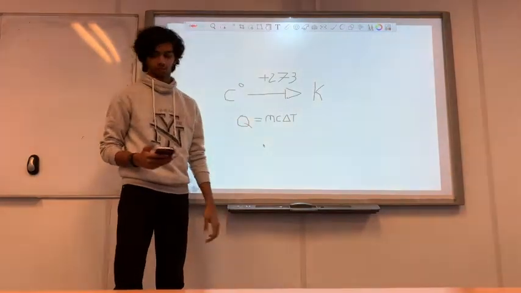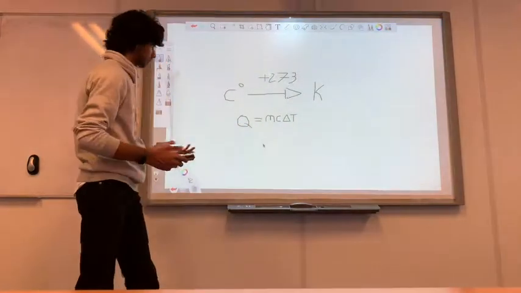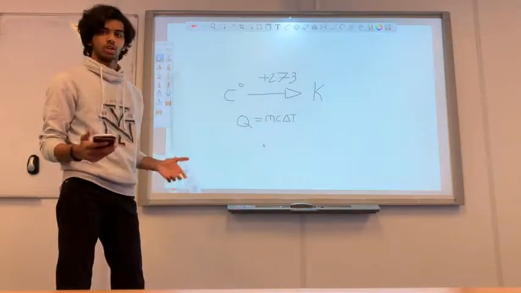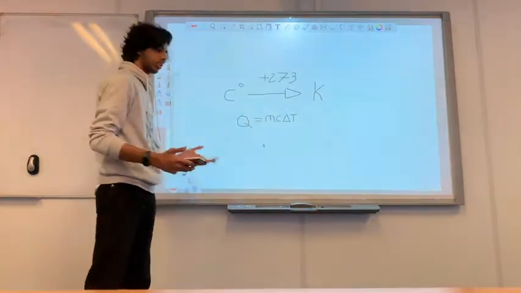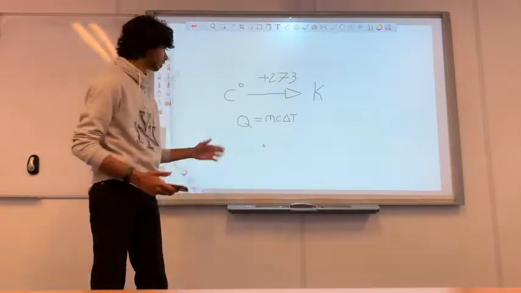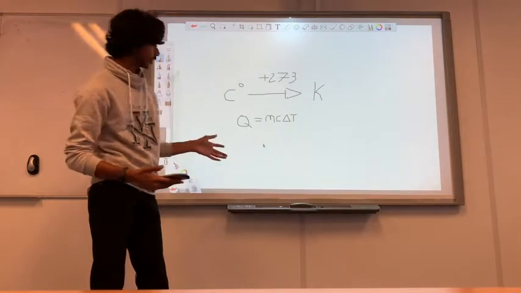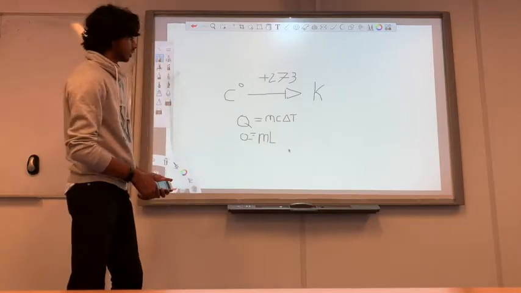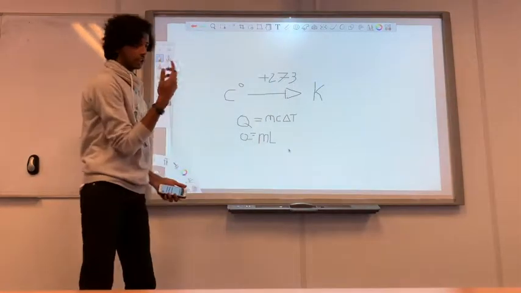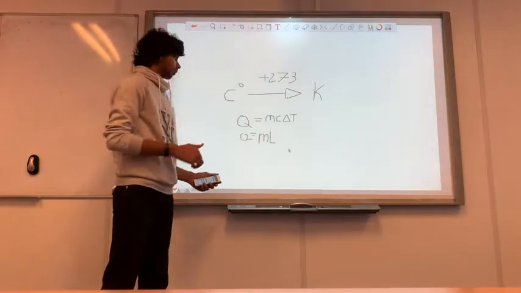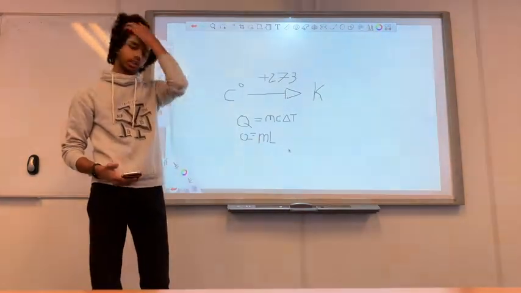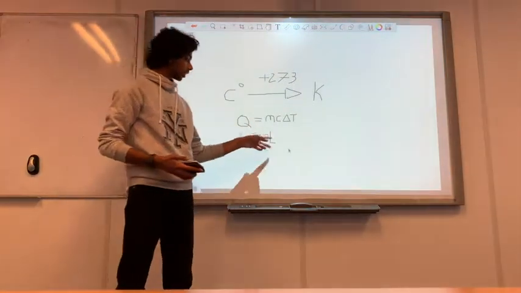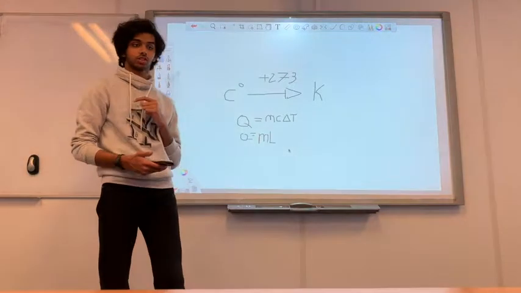Now we shall go on to when an object changes phases. So going from solid to liquid, liquid to gas, gas to liquid, and liquid to solid. In that case, Q will equal m times L. Now, m obviously is the mass of the object that's being converted, but the L is the latent heat. So there will be a subscript depending on which phase it's changing into.